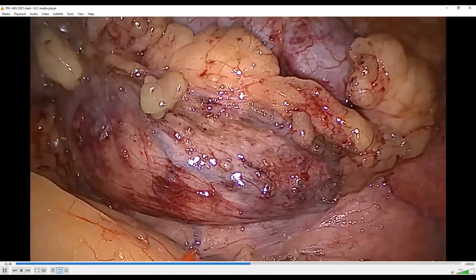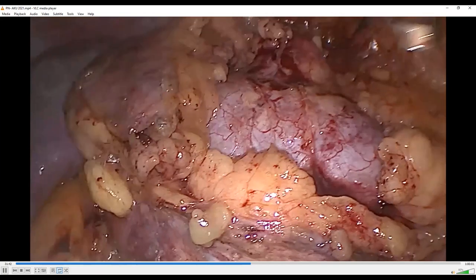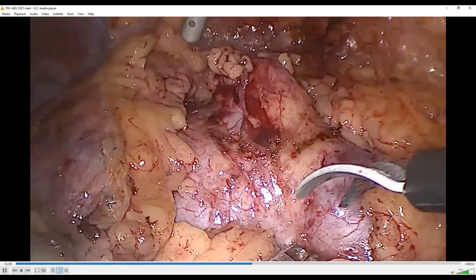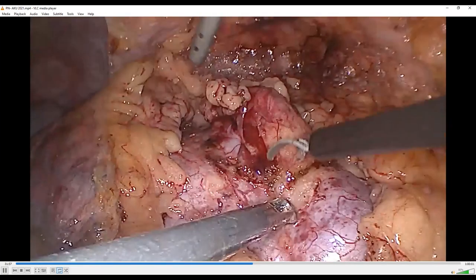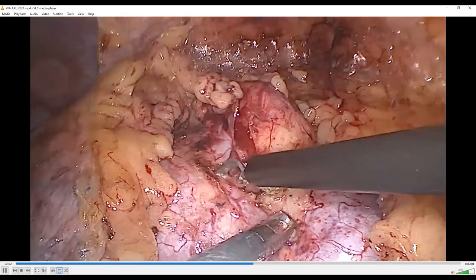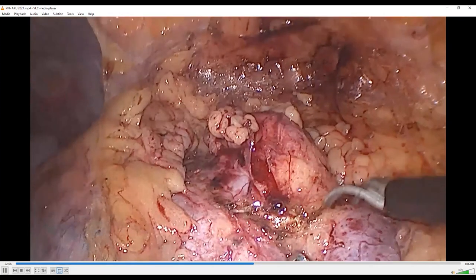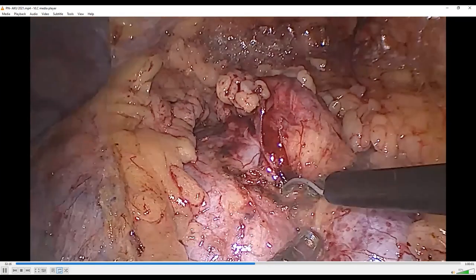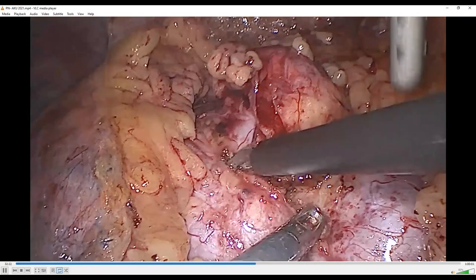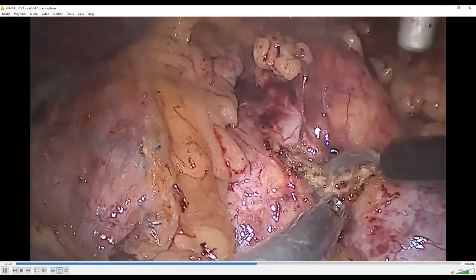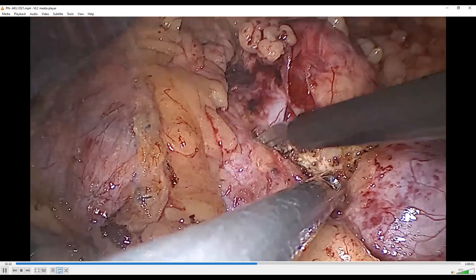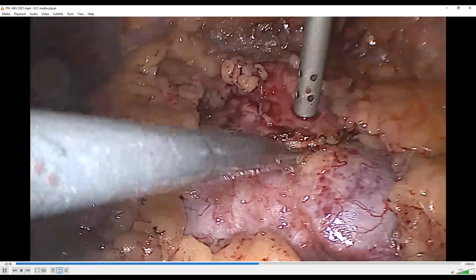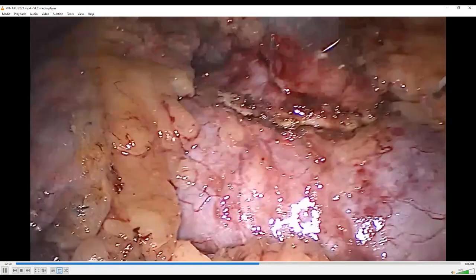I shout to somebody in the theater to start the clock so that I know how much time I've got. Then I start resecting with the diathermy and scissors, so I use both energy as well as cutting with the scissors. People do it different ways. My way of keeping track of the time, which is very vital, is to nominate somebody in theater who lets me know every 5 minutes that 5 minutes are over, 10 minutes are over, and 15 minutes are over.